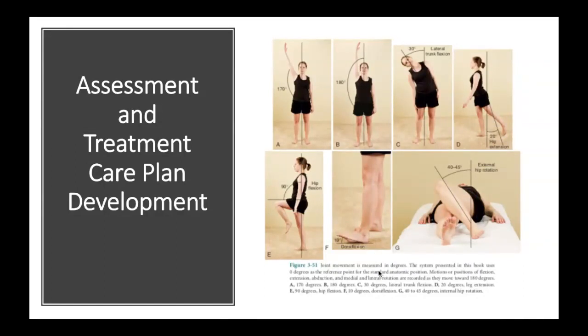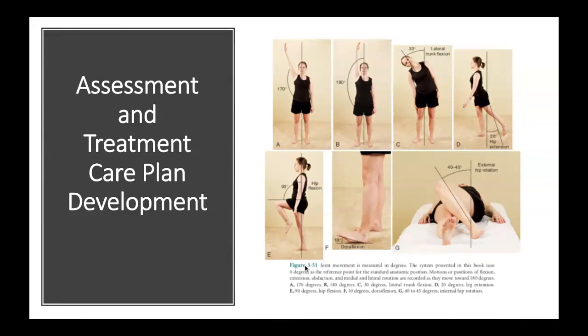So the joint movement is measured in degrees, and the system presented in measuring that uses 0 degrees as a reference point for the standard anatomic position, and motions or positions of flexion, extension, abduction, and medial and lateral rotation are recorded as they move towards 100 degrees.